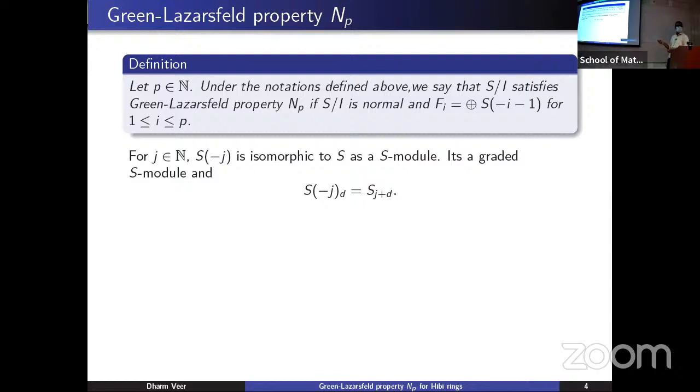Yes, it's a pure resolution, is it? I mean, that direct sum is over what? It's just copies of the same. Yeah, it's just copies of the module S(-i-1) only.